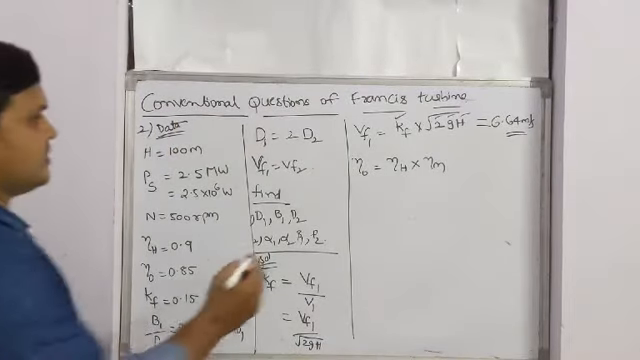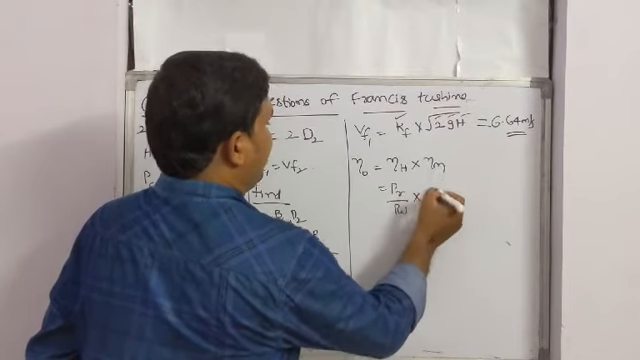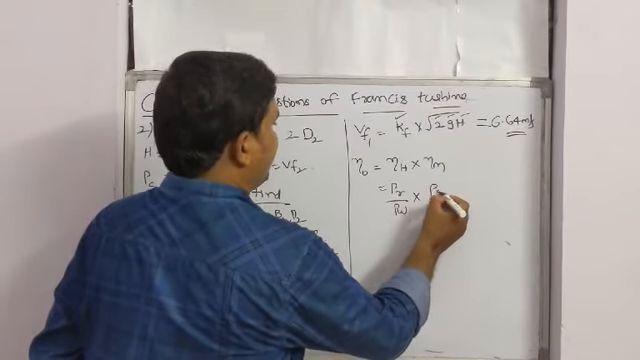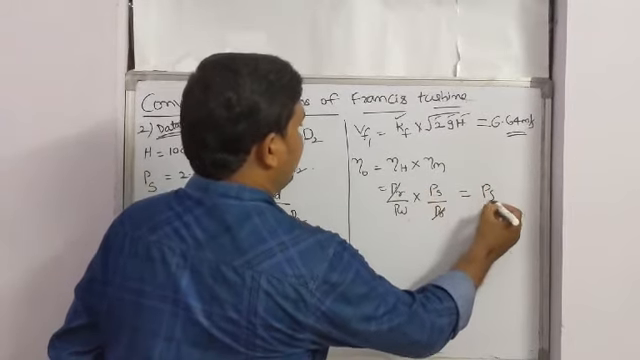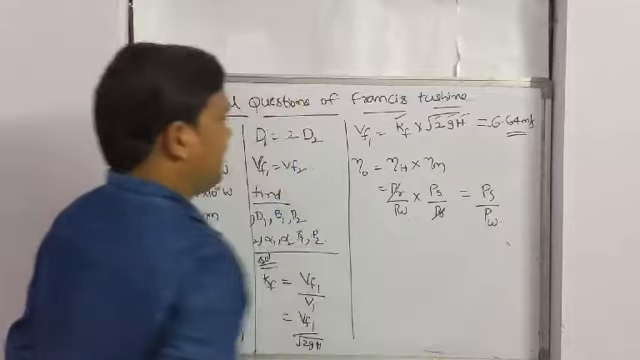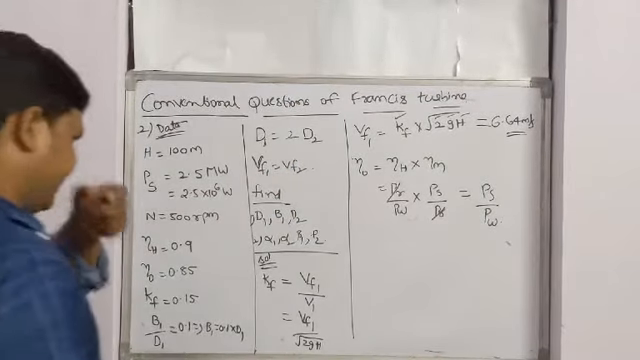So hydraulic efficiency is nothing but runner power by water power. Mechanical efficiency is nothing but shaft power by runner power. Runner power gets cancelled, then it is shaft power by water power. So water power is nothing but rho Q G H.